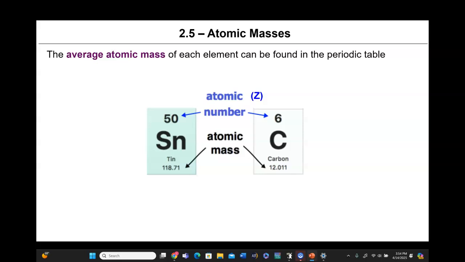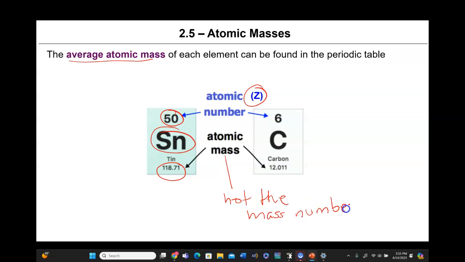So, revisiting what a periodic table entry looks like, generally we'll have the symbol for the element in the middle. Above the symbol, we'll have the atomic number, which we give the abbreviation Z, and then below the symbol, we will have the average atomic mass. Take note that this is not the mass number. Don't confuse the average atomic mass with the mass number. They are different things.